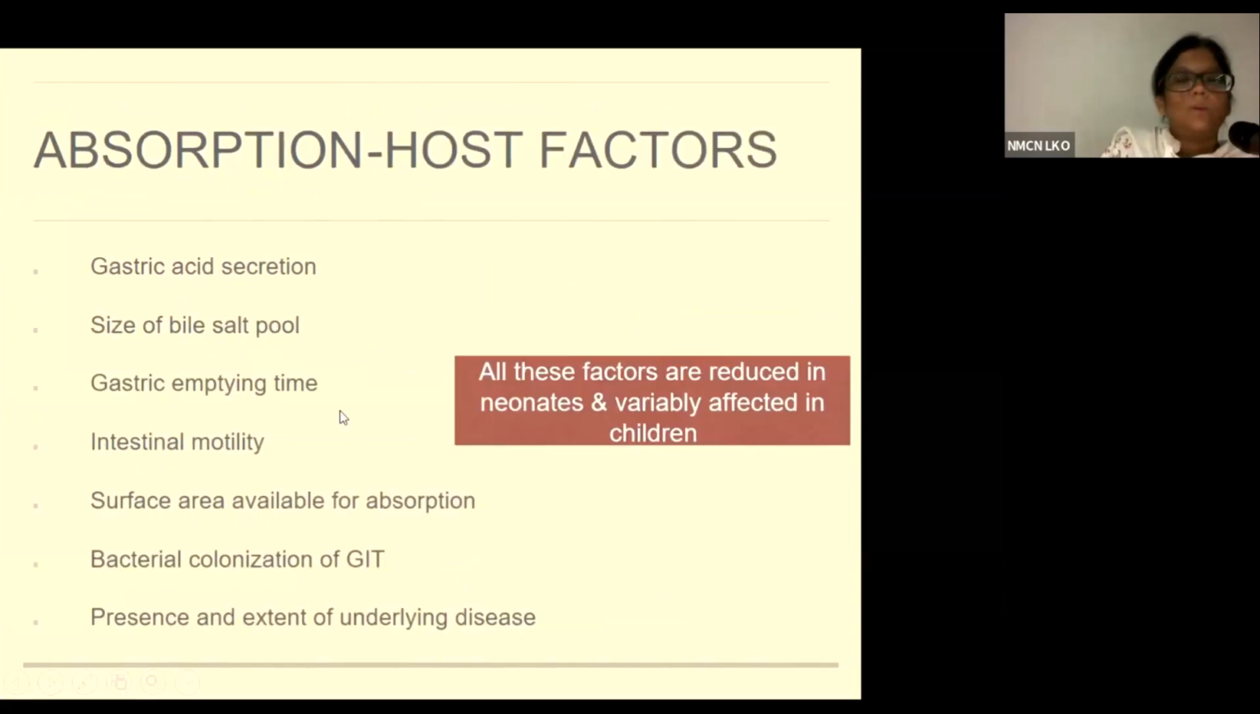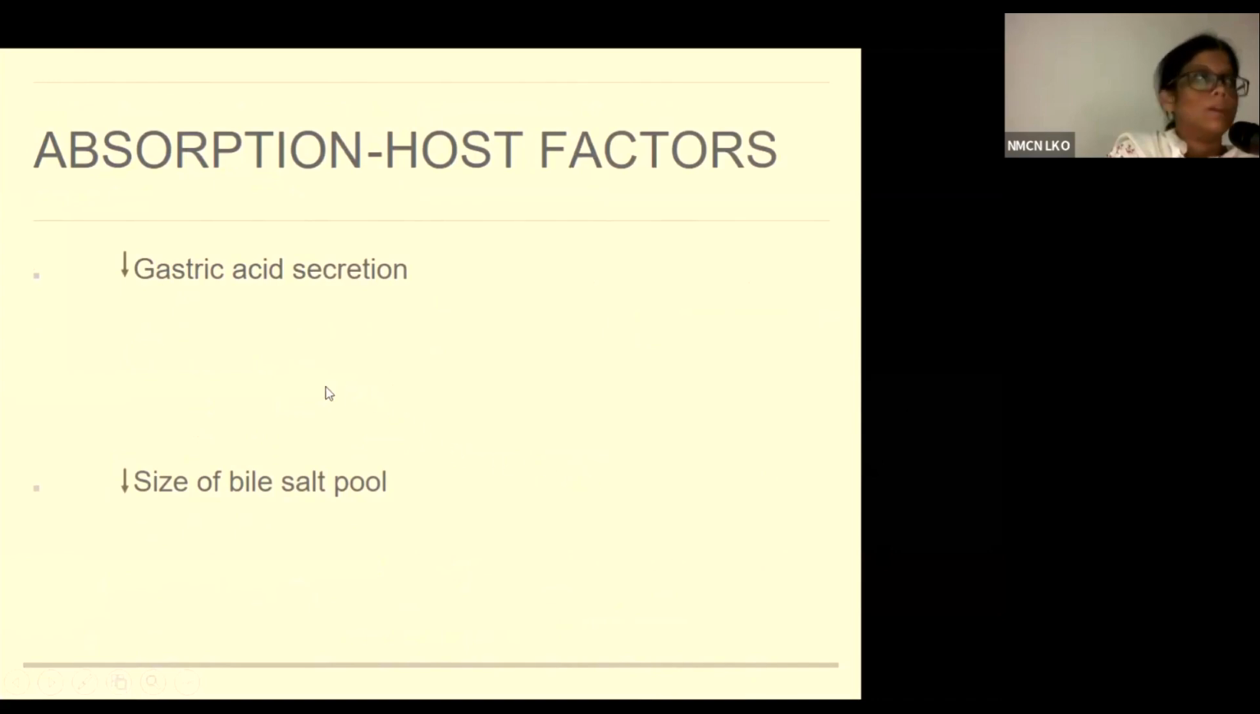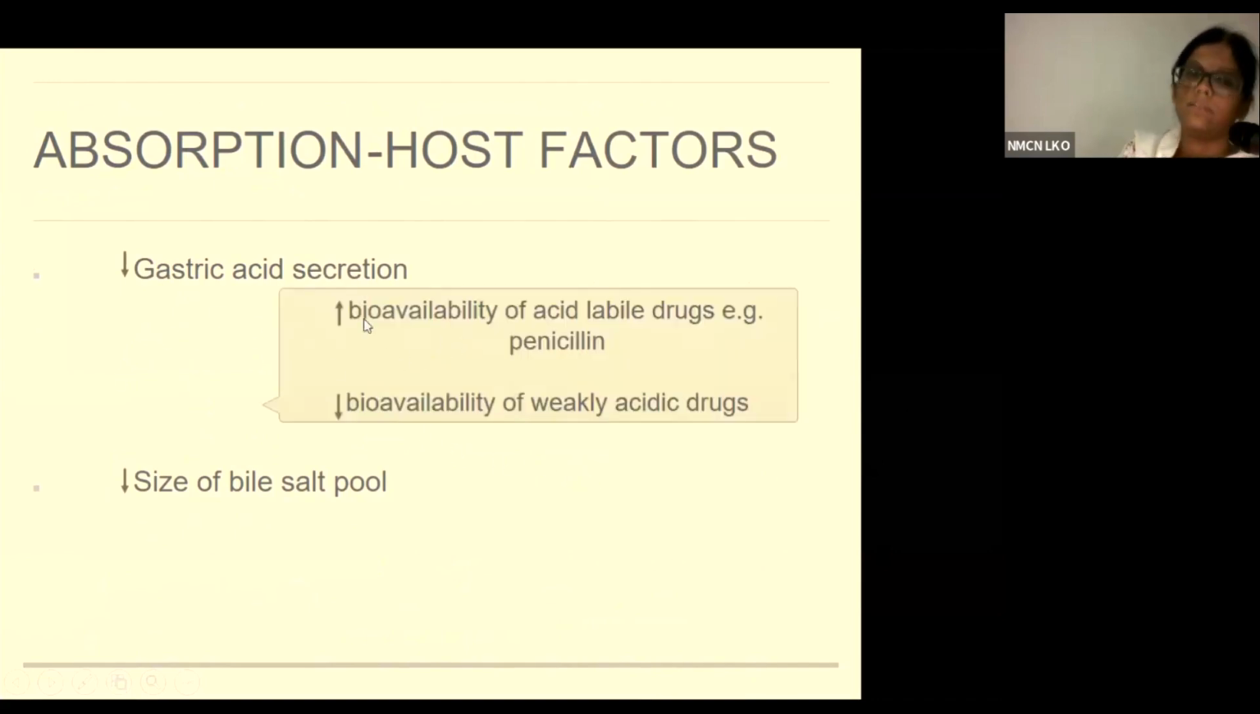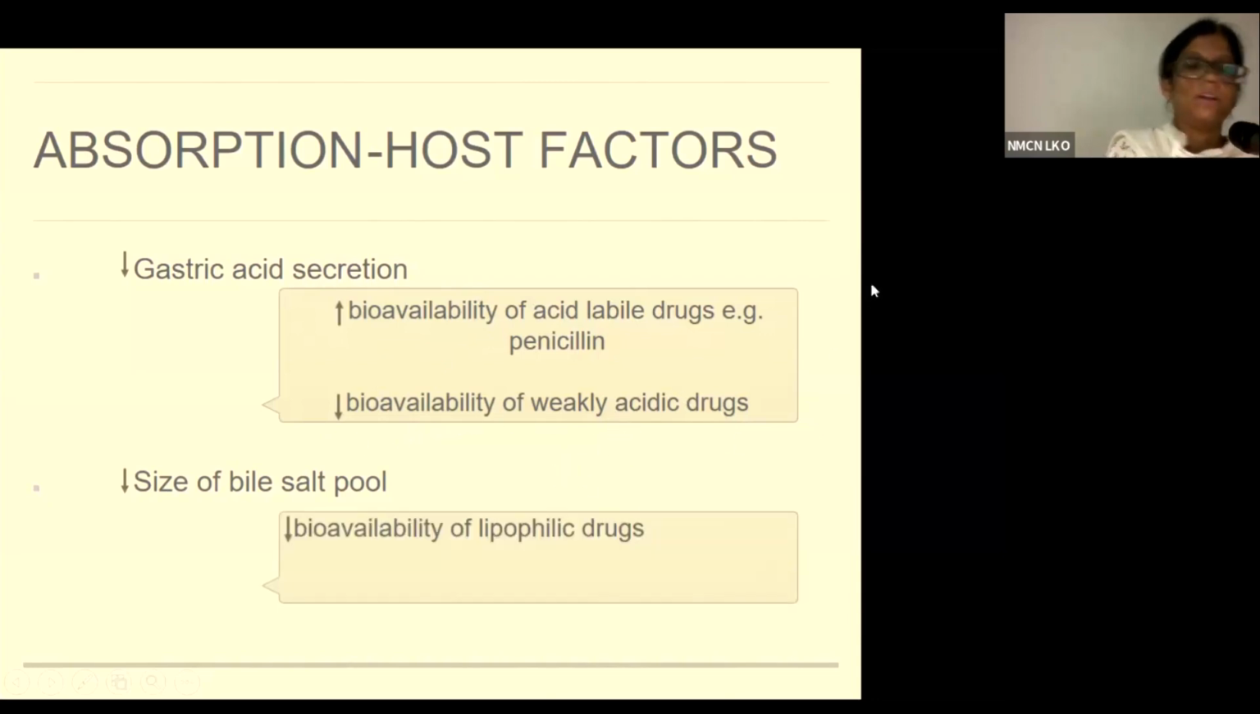So the first thing is absorption. It depends on many factors like gastric acid secretion, the bile salt pool, gastric emptying time, intestinal motility, surface area, bacterial colonization, and the presence and extent of underlying disease. All these factors are reduced or not very well developed in newborns, and in children, according to age, this is variably affected. For example, in the presence of decreased gastric acid secretion, the bioavailability of acid labile drugs like penicillins is more. However, the bioavailability of weakly acidic drugs will further reduce. Similarly, if we have a decreased size of bile salt pools, the bioavailability of lipophilic drugs will also decrease.